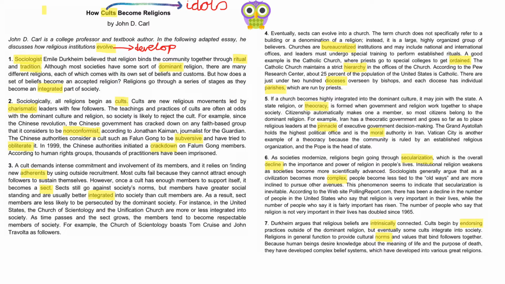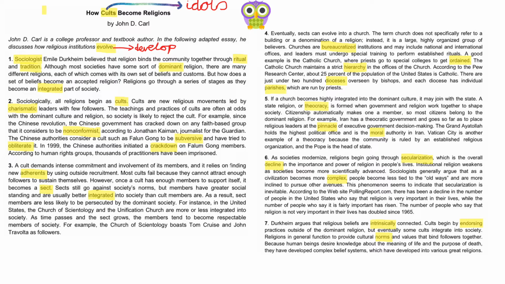So let's read this together. Sociologist Emil Durkheim believed that religion binds the community together through ritual and tradition. Almost most societies have some sort of dominant religion. There are many different religions, each of which comes with its own set of beliefs and customs. But how does a set of beliefs become an accepted religion? Religions go through a series of stages as they become an integrated part of society.